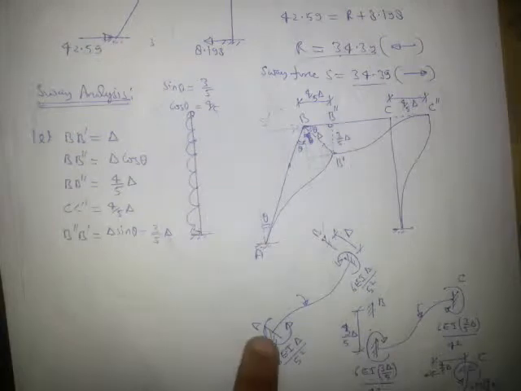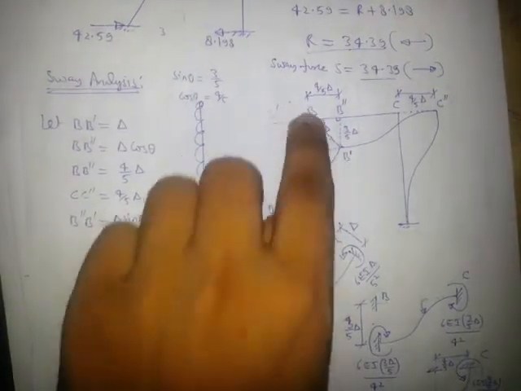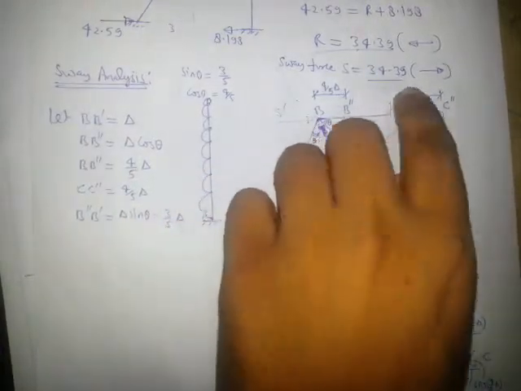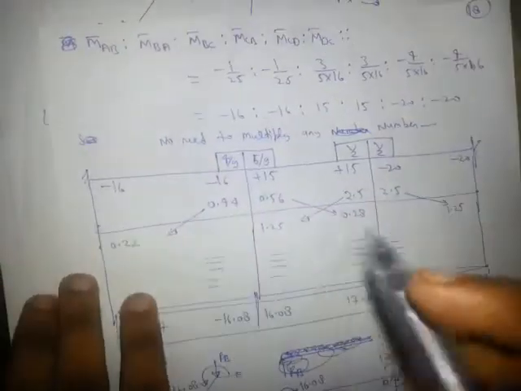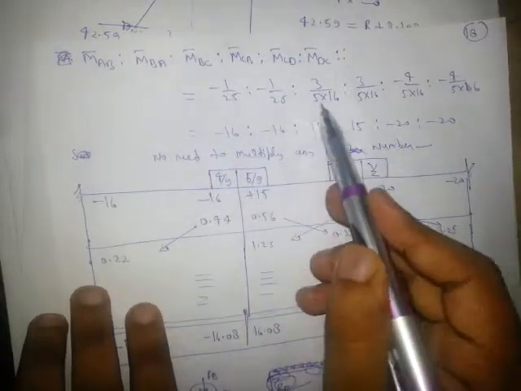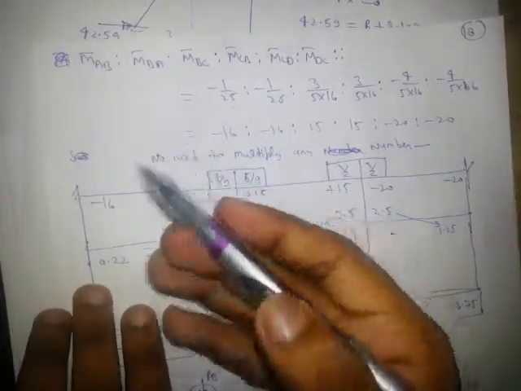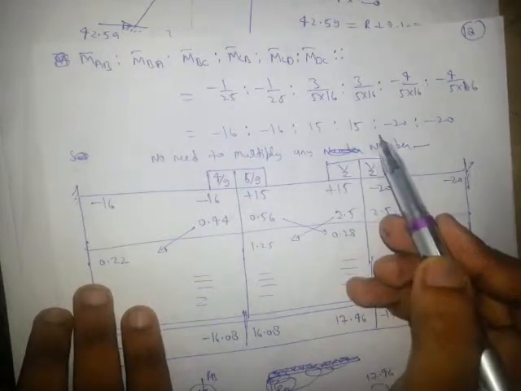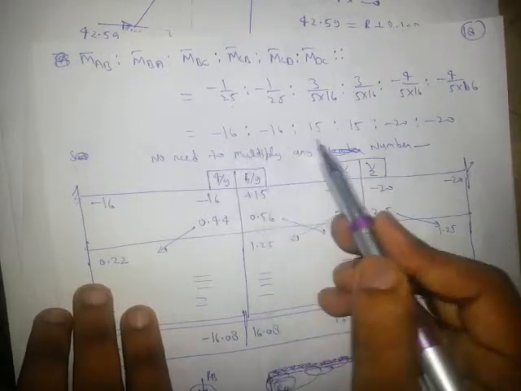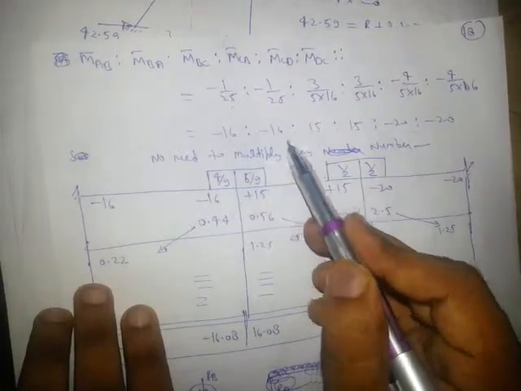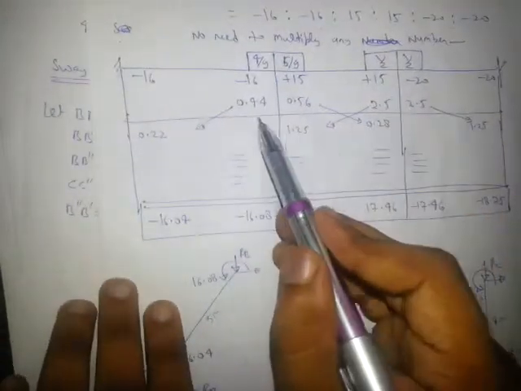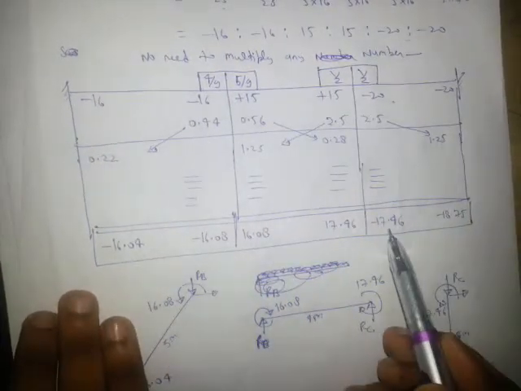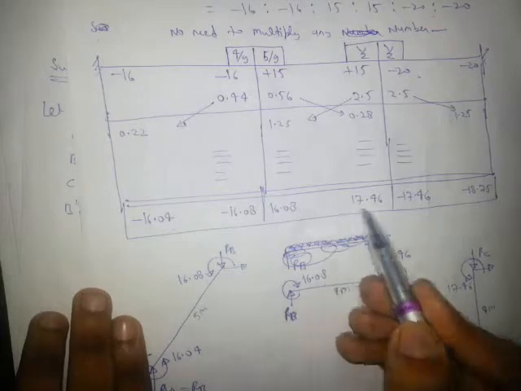So the ratio is for MAB, BA, BC, CB, CD, DC. Their ratios are like this, 1 by this. Now multiply some value, so we will get this. Now we need not multiply by any other factor because these are already given, minus 16, 15, 15. So take these and distribute. In the similar manner we distribute and we find these results. These are uncorrected sway moments.